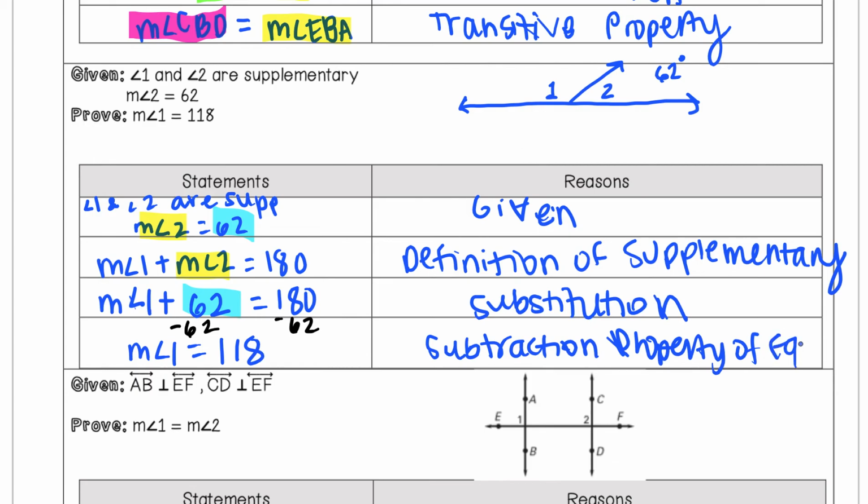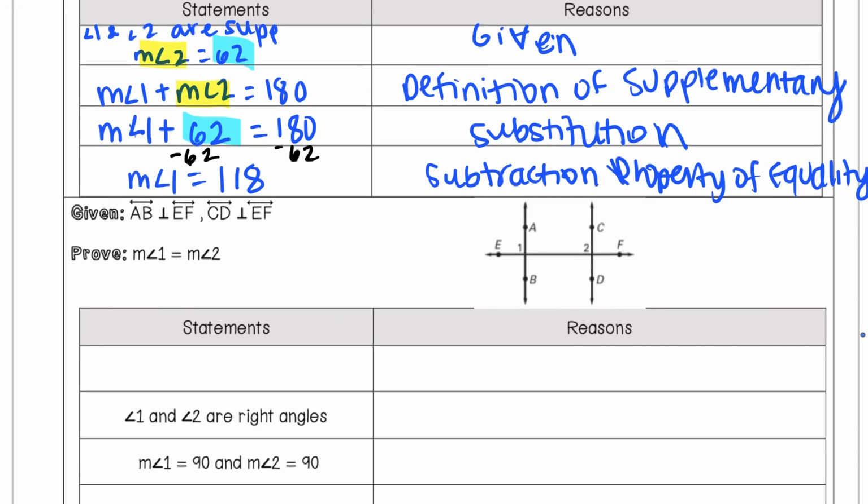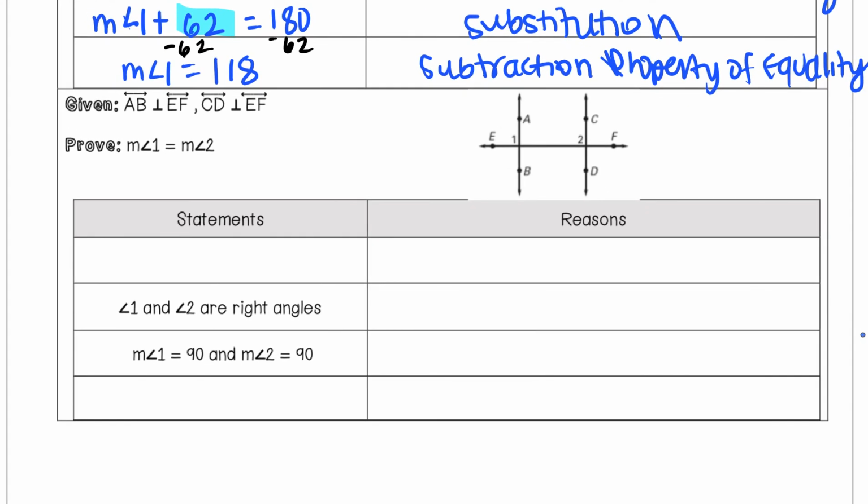All right, so then we have our last proof here, and we've got some perpendicular lines. It's given us that the line AB is perpendicular to the line EF. Line AB and EF are intersecting right here, and we're told that they're perpendicular. So I'm going to draw the right angle marking there because of the lines being perpendicular.